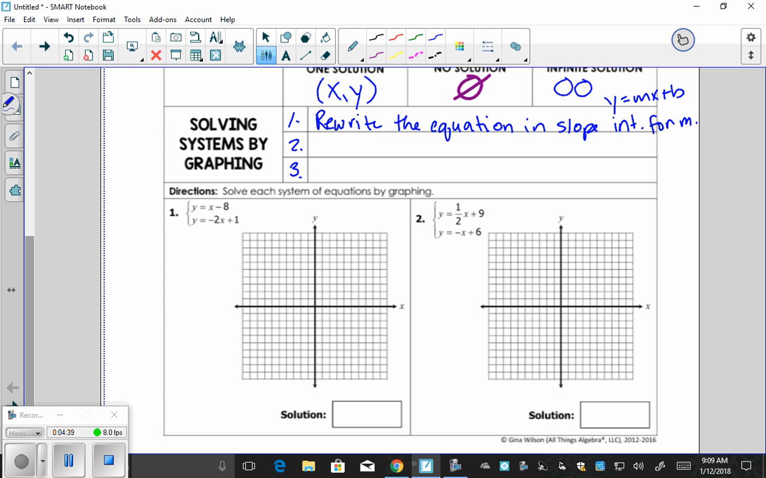Okay? How are we solving this? We're solving systems by graphing. So what's step 2? Graph the equations, or graph the lines. Step 3 is just to identify the solutions. So identify the solutions.